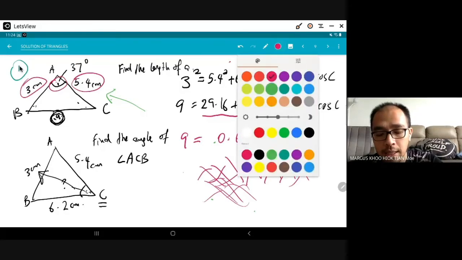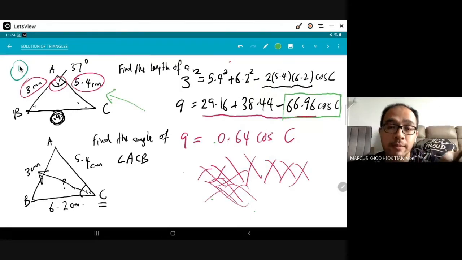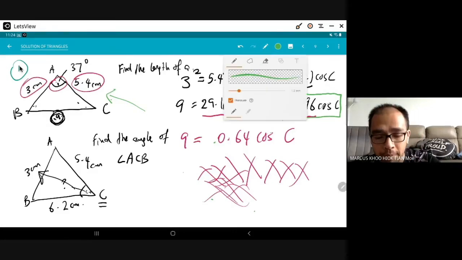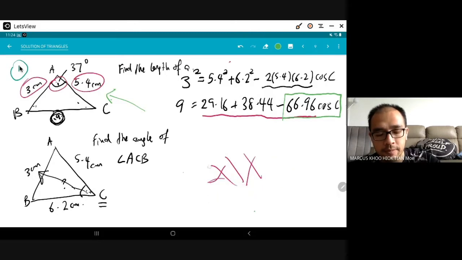Because, ladies and gentlemen, this 66.96 cos C come together one. Diorang datang sama-sama. Mana boleh kamu kasih tambah dengan ini? Cannot. Must follow the rules. So what are you supposed to do? Sorry, I don't know why I'm talking like a Chinese uncle. But because I'm Chinese, I can talk like a Chinese uncle.